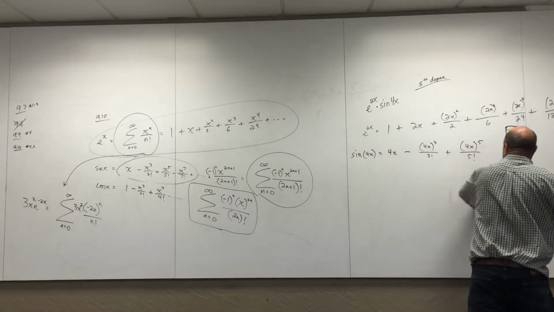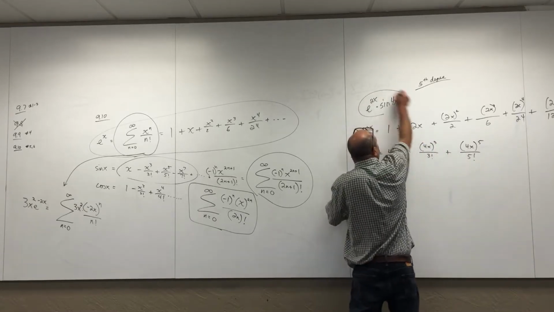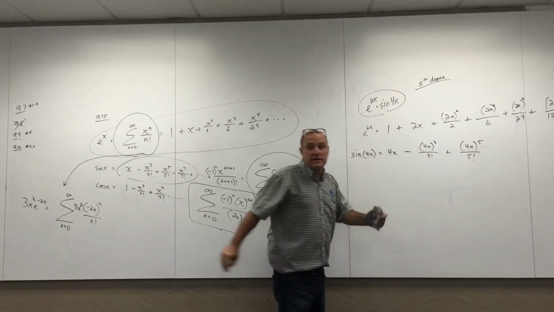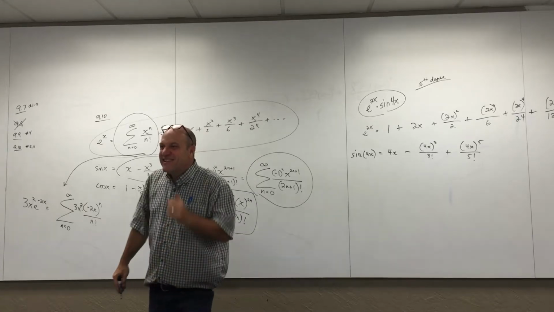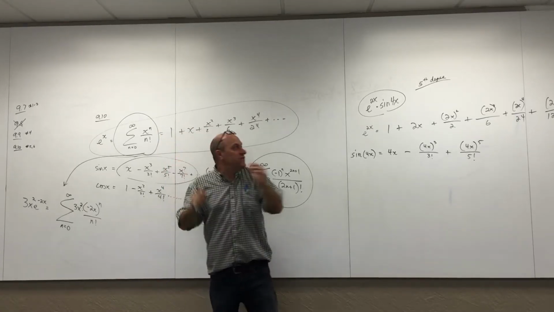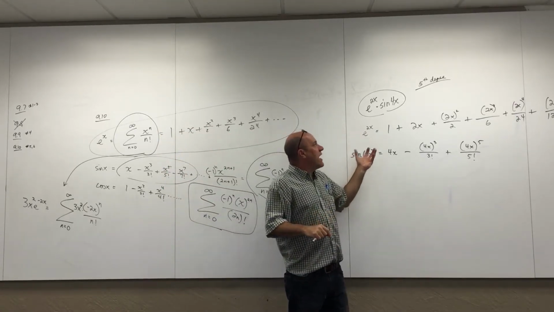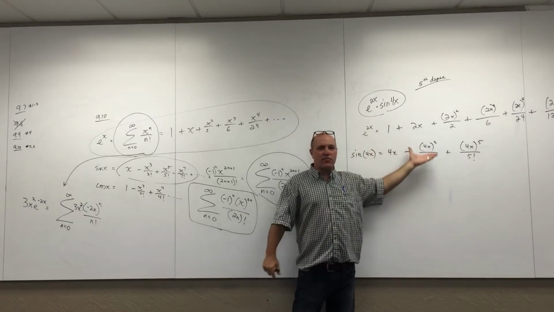Remember what the question was? Come up with a 5th degree polynomial for this. What should I do now? I've got e to the 2x, I've got sine 4x, and I'm trying to multiply them. So how do I multiply? What should I do now?